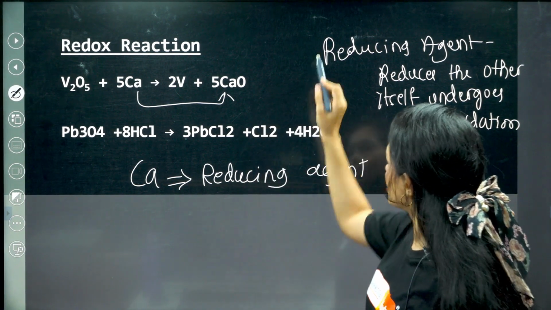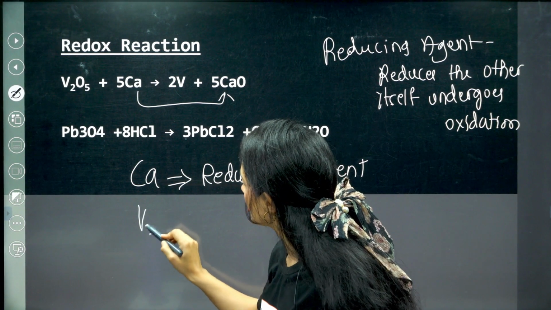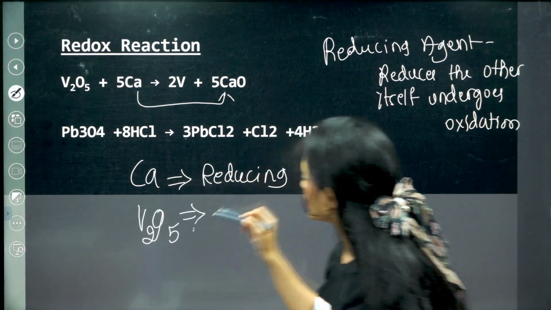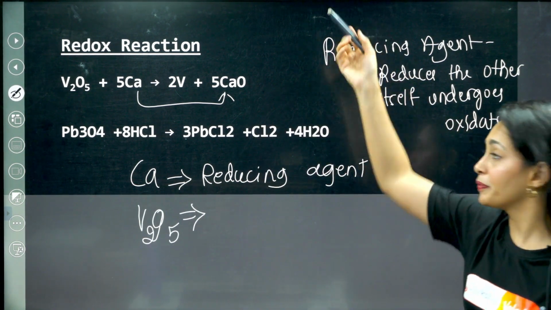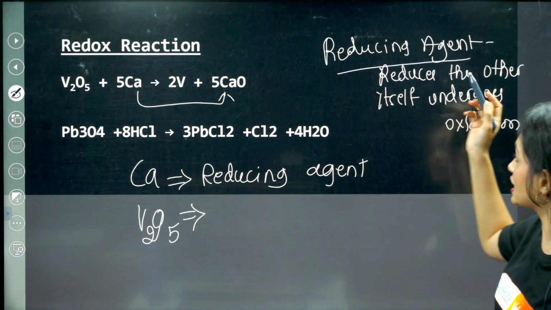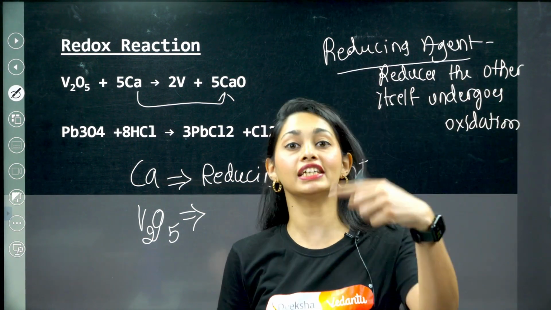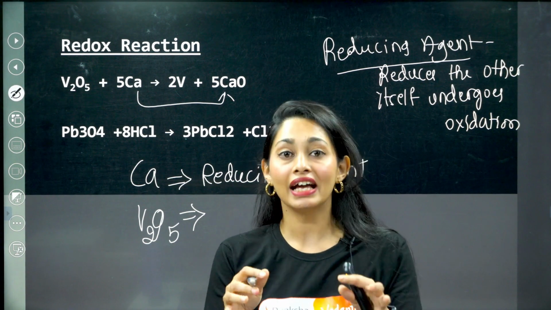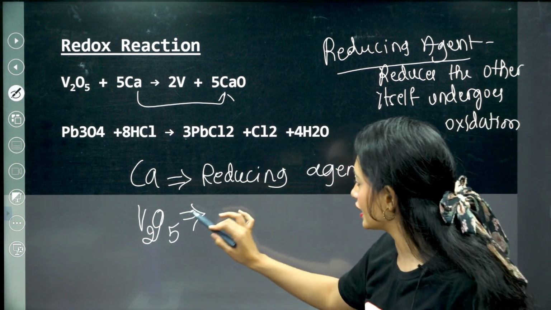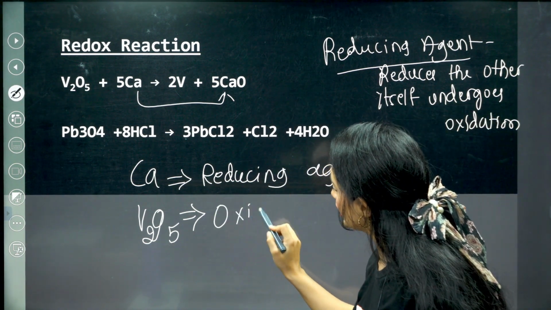Why? An oxidizing agent is a substance which itself undergoes reduction. The definition is opposite. The reducing agent reduces the other. The oxidizing agent oxidizes the other, itself undergoing reduction. So vanadium pentoxide is the oxidizing agent.